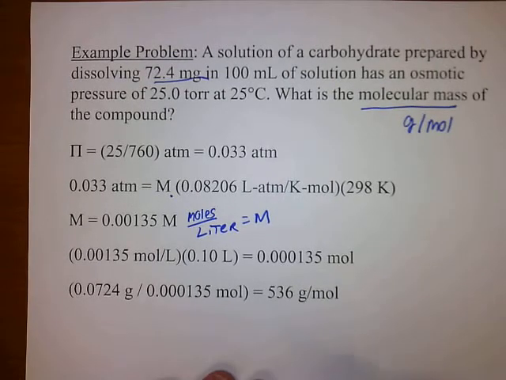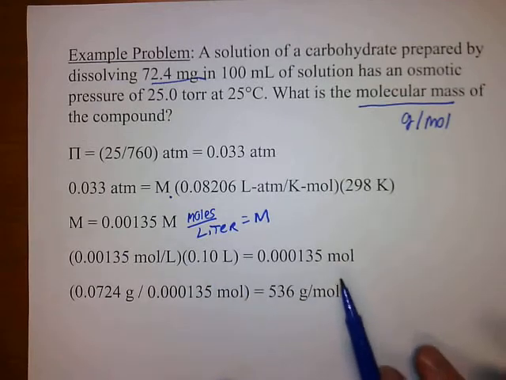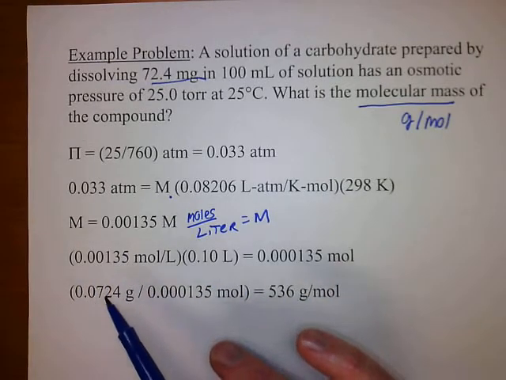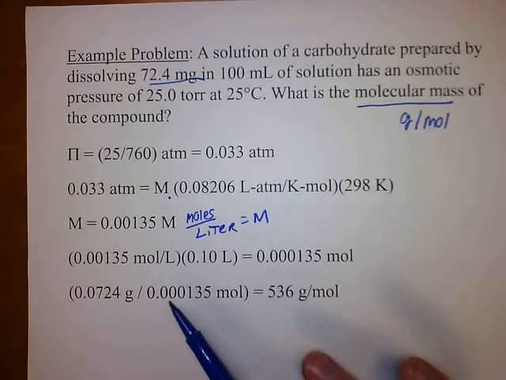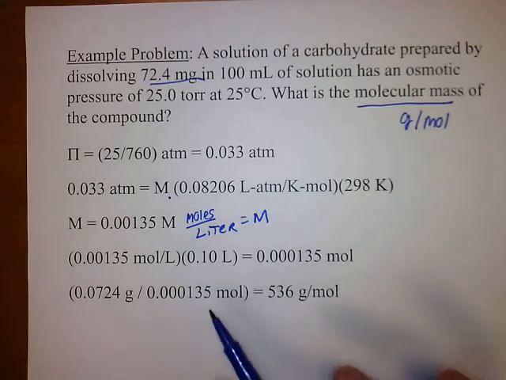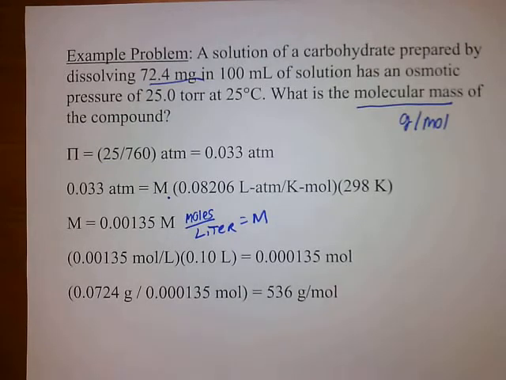A molar mass is grams over moles. So 0.0724 grams divided by 0.000135 moles is 536 grams per mole.